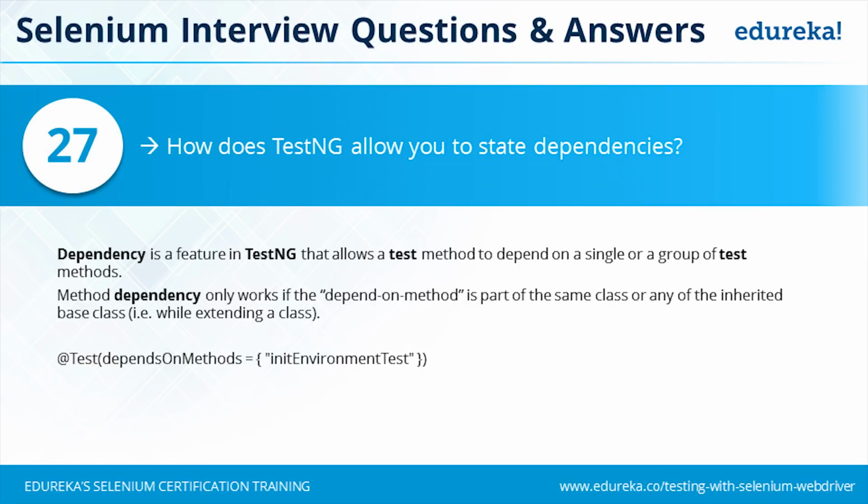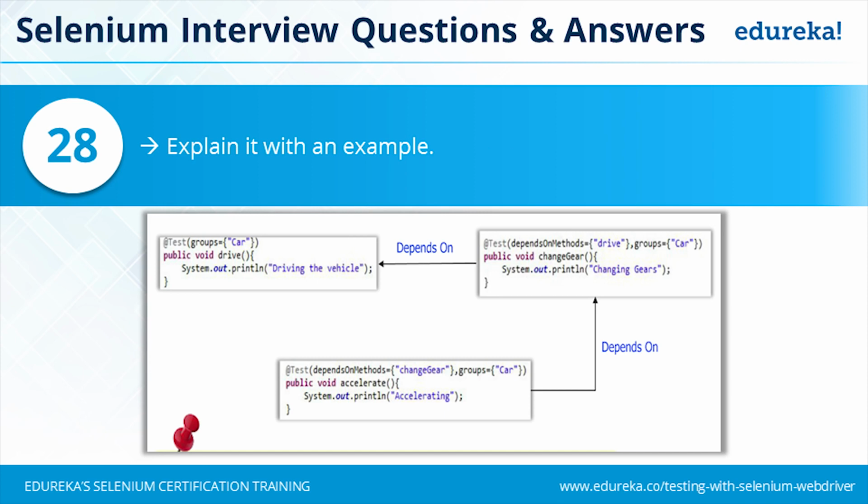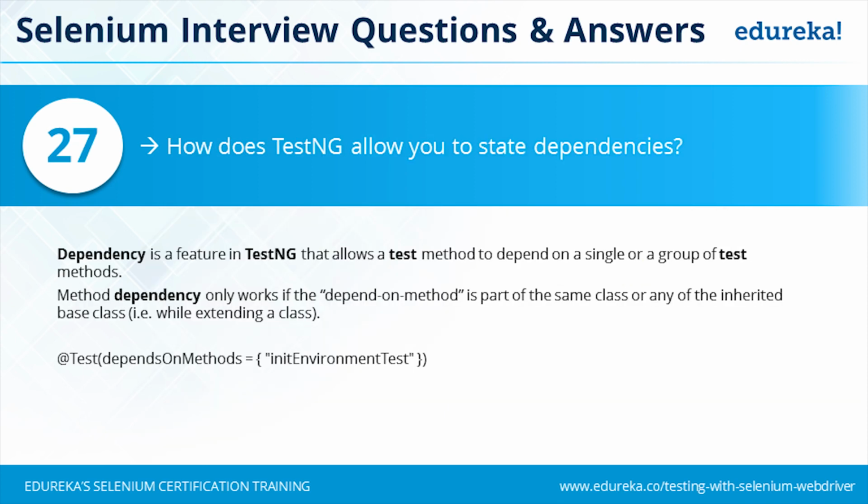Moving on to the next question. How does TestNG allow you to state dependencies? Explain with an example. TestNG has a feature that you can state a dependency on a test case for execution of the next test. For instance, I want to perform some operations with my application, but that's not possible without logging in. So I can state a dependency on a test method which is used for login to the application.